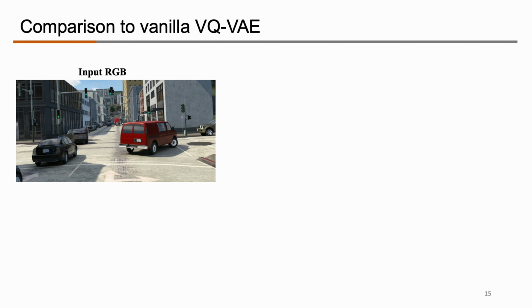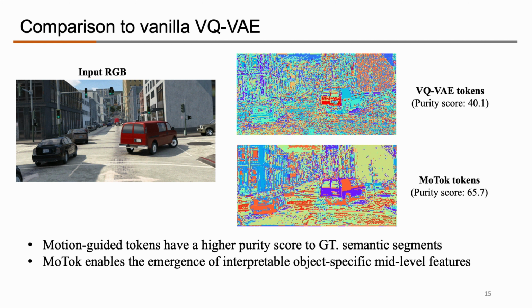To better illustrate the interpretability of the motion-guided tokens, we measure the alignment with the ground truth semantic labels using cluster purity for VQVAE and our motion-guided tokens. The original VQVAE without motion guidance achieves a purity of 40.1, whereas ours reaches 65.7, demonstrating the better semantic alignment of our model.